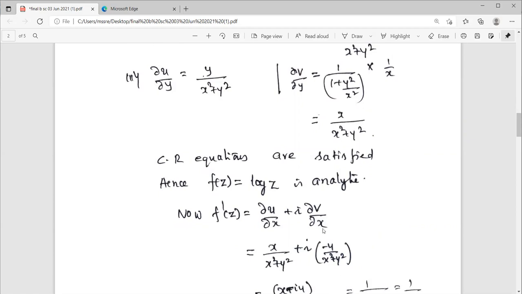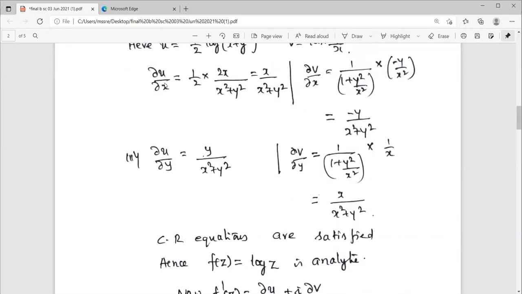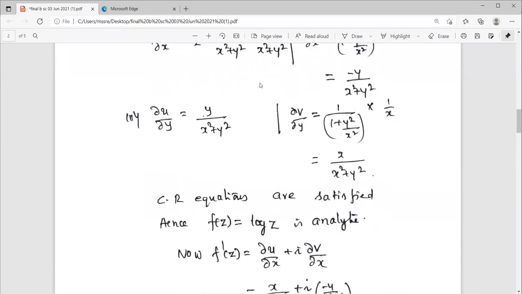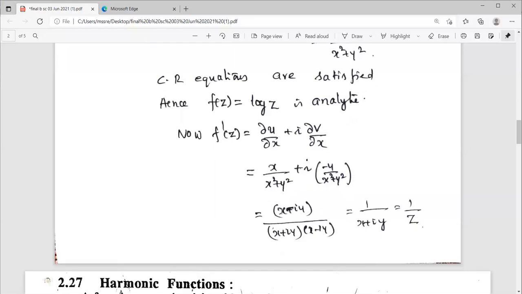In the course of the proof of analytic function, that is the derivation of CR equations, we have got this result: f dash of z equals delta u by delta x plus i into delta v by delta x. What is the value of delta u by delta x? The value of delta u by delta x is x divided by x square plus y square. That is being substituted here, plus i, for the value of delta v by delta x, which is minus y by x square plus y square.